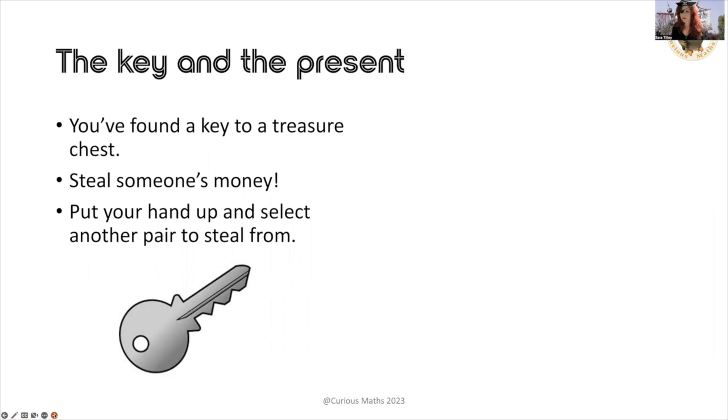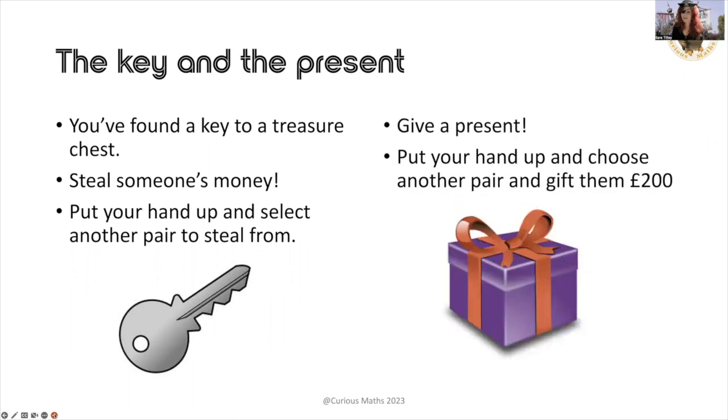The key icon. Now this one is a key to a treasure chest. So with that key, you can steal someone else's money. So if you call out a coordinate and the pair has that icon on that square, then they need to put their hand up and they can choose another pair to steal from. Be ready for the chaos. To balance that, we have give a present. So the present icon means that if that square is called, the pair put their hand up and they can choose another pair and gift them £200.